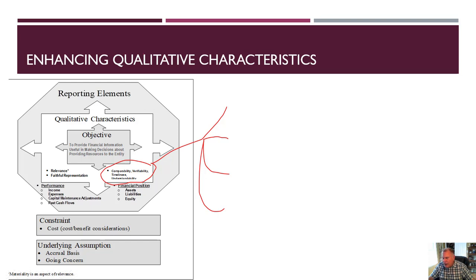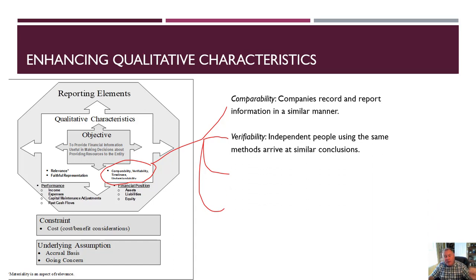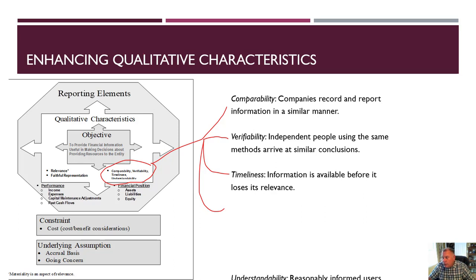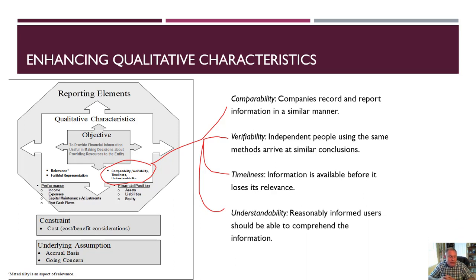When we look at some of the other qualitative characteristics, we get comparability. Companies record and report information in a similar way, so we should be able to compare companies. Verifiability: independent people using the same methods arrive at a similar conclusion. Timeliness: information is available before it loses its relevance. Something a year or two after the fact doesn't help. Understandability: reasonably informed users should be able to comprehend the information.